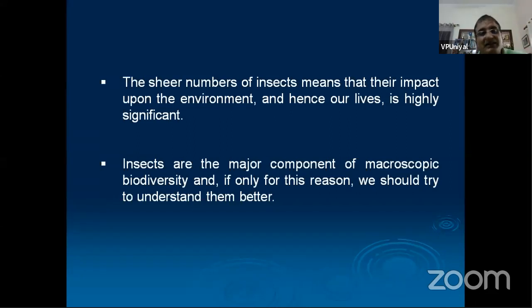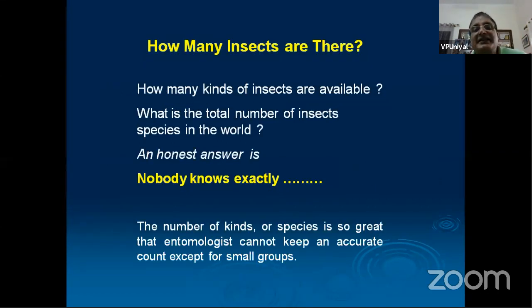Be it ants or any other component of entomology, how many insects are there? Question: how many insects exist in your village surroundings, in your campus where you are staying, in your colonies? You go and understand how many insects there are. The best answer is that nobody knows exactly, because the number of species is so great that entomologists can't keep an accurate count except for small groups.